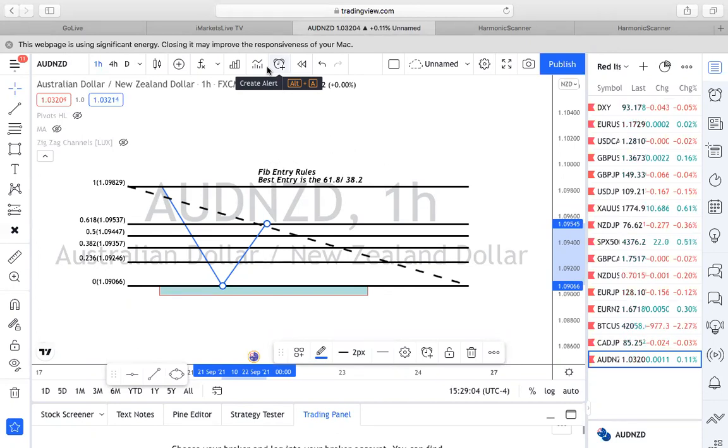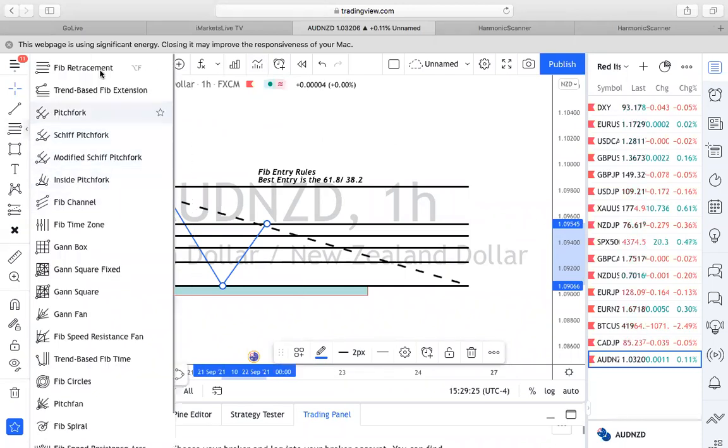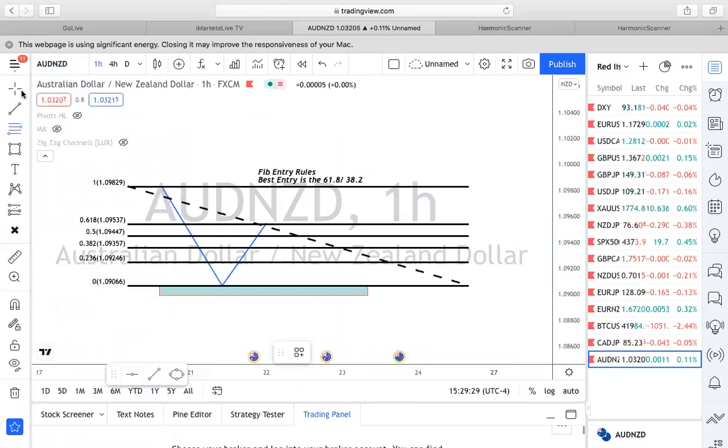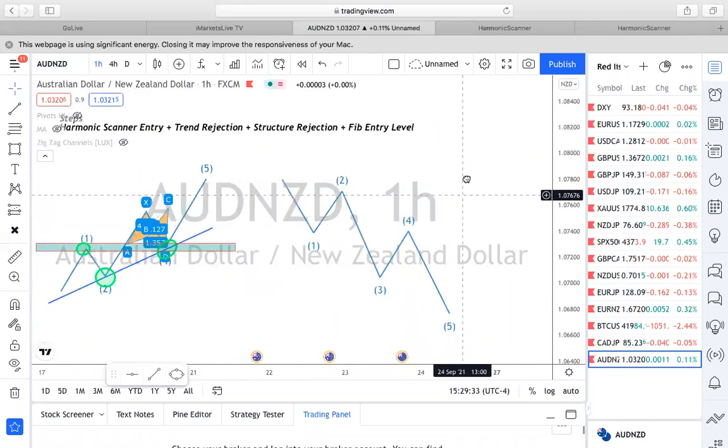All right. So boom, fib in an uptrend, fib in a downtrend. The best entry is a 61.8 and a 38.2. It's the fib retracement, the Fibonacci retracement. This is what it looks like. The fib retracement is right here. Boom. All right, so let's scroll down.